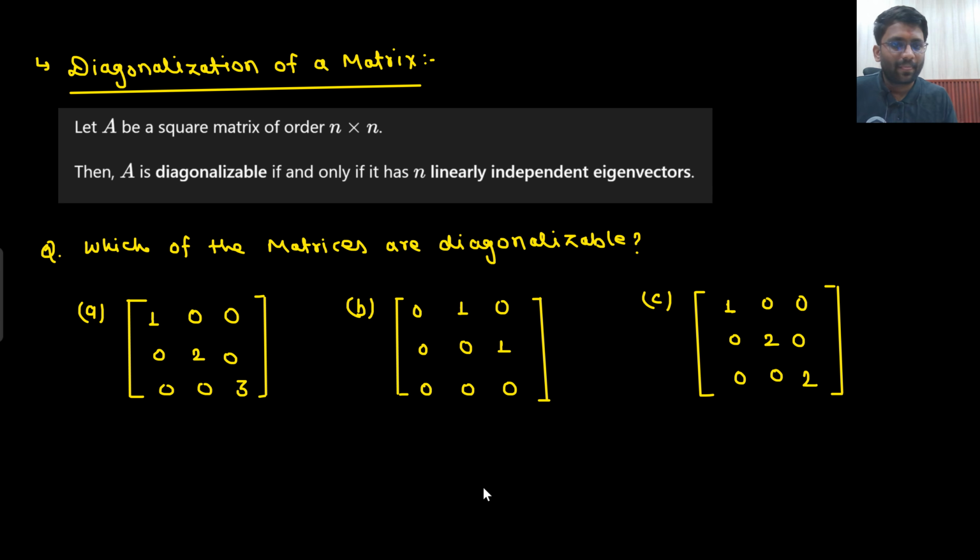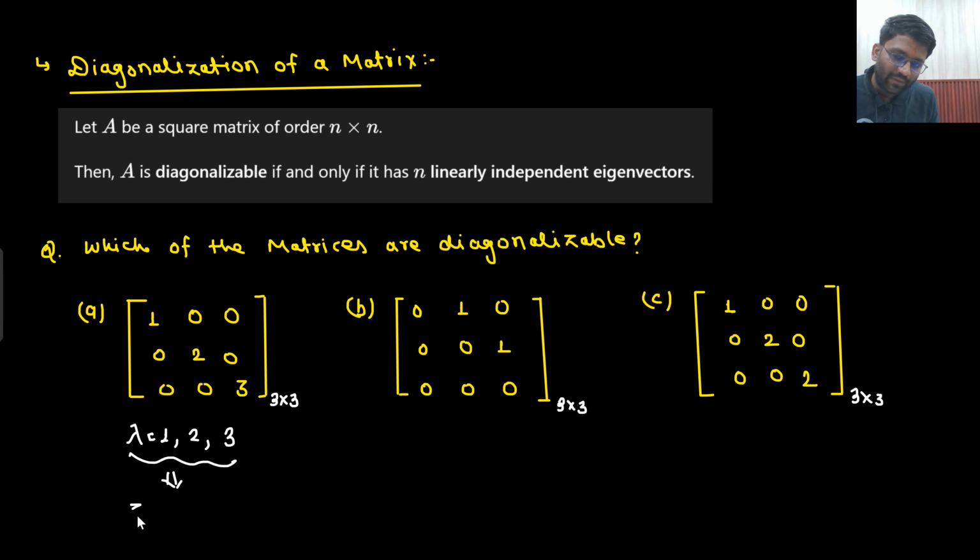It is not very important, but who knows, in the examination it can be asked. So when will you say that a matrix is diagonalizable? If it is an n cross n matrix, then it should have n independent eigenvectors. So what are the eigenvalues here? Eigenvalues are 1, 2, 3. All are different. So you are pretty sure that I am having 3 independent eigenvectors for sure. That means yes, this is diagonalizable.